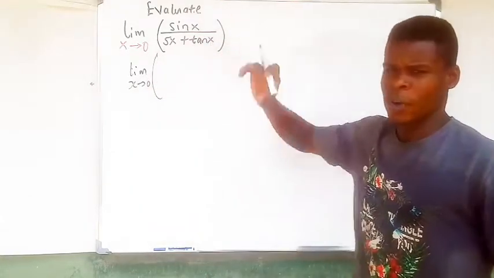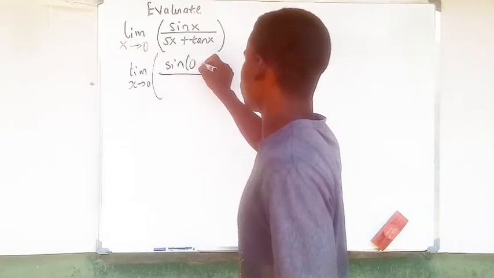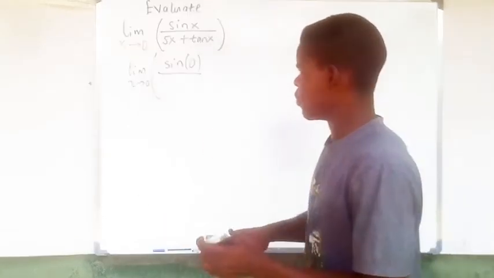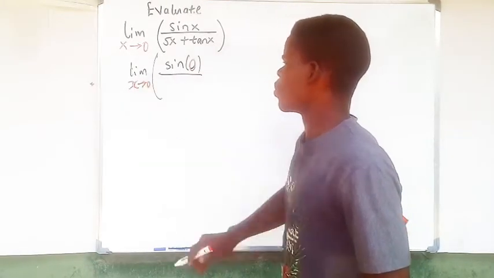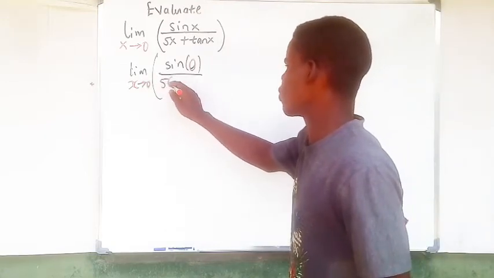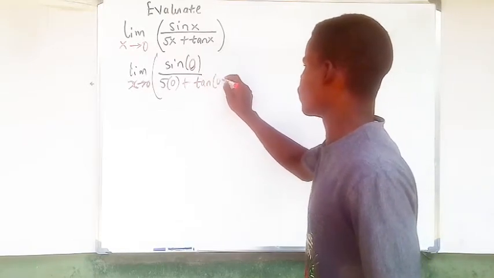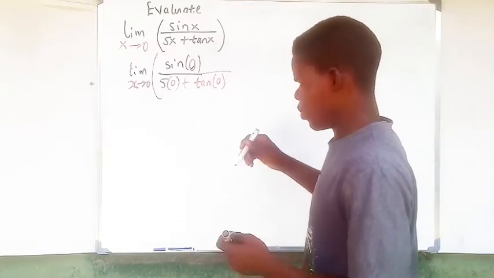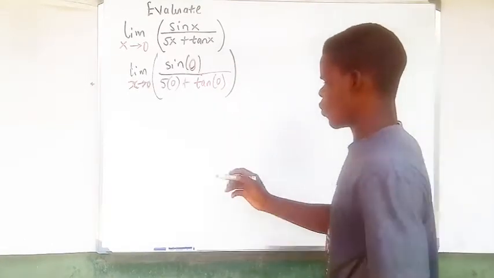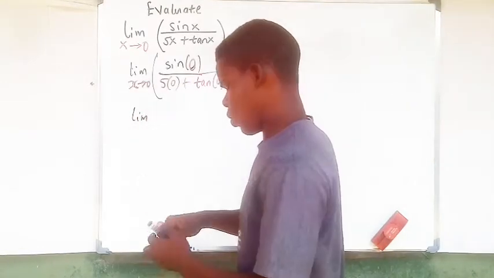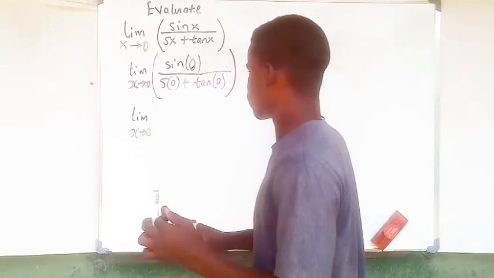let's plug in 0 for x in this equation. We're going to have sine 0 over, in place of x, indicate that as x approaches 0, that will just become sine 0 over 5 times 0 plus tangent of 0. So doing this, we'll have the limit as x approaches 0 of this function.